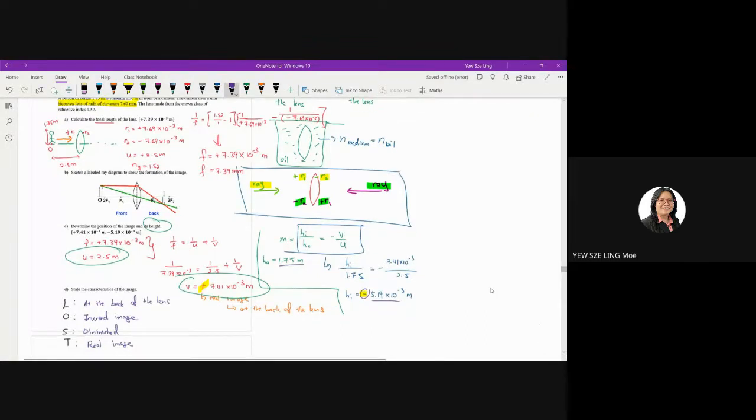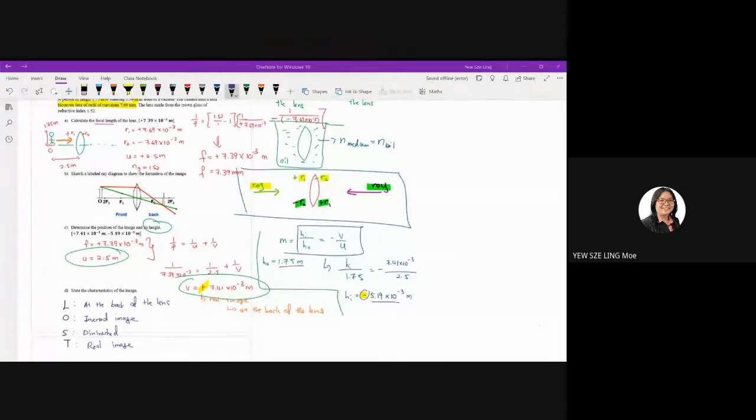Okay, so I give you a few minutes to write it down. Then we're going to proceed to example 12, the last question in chapter 7.